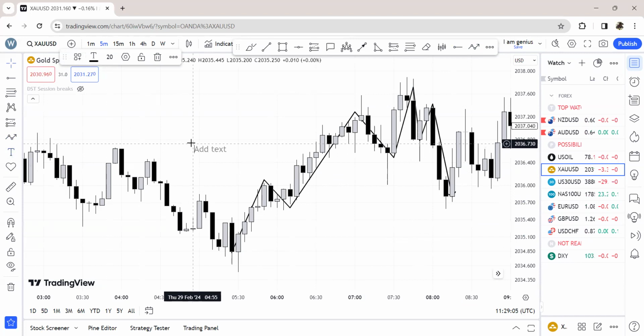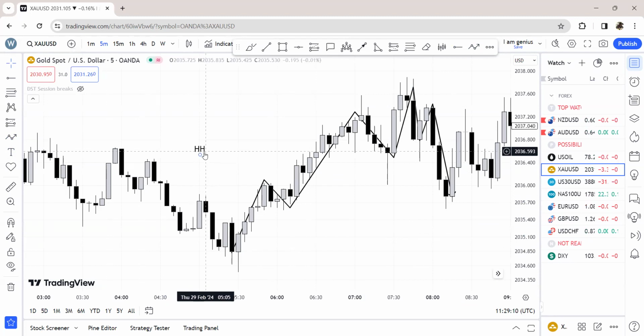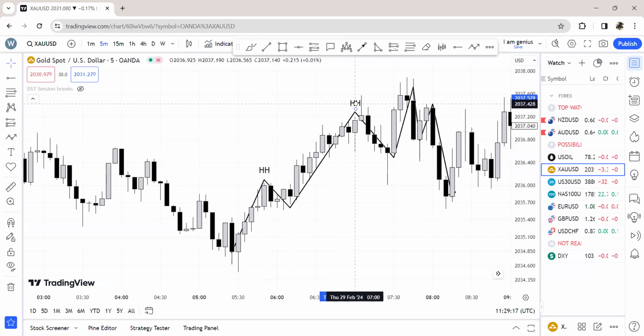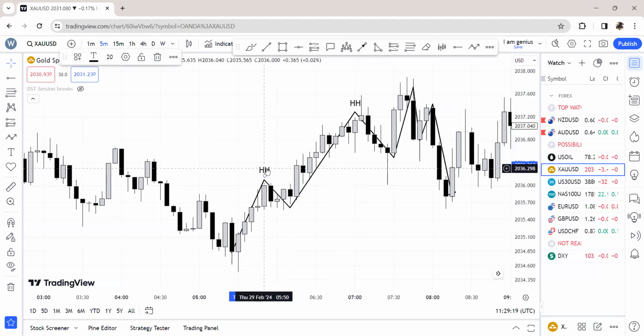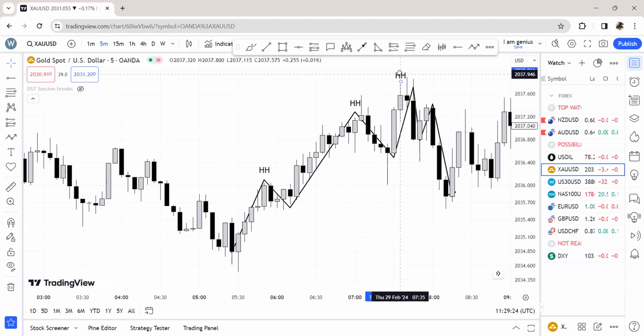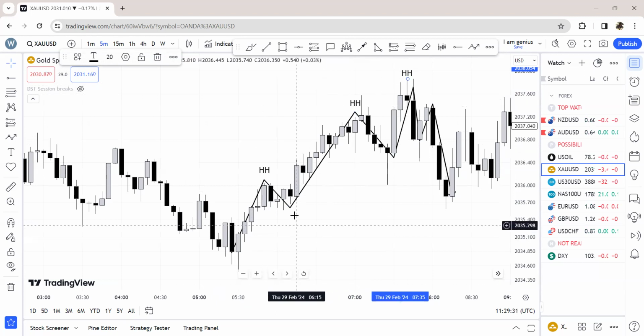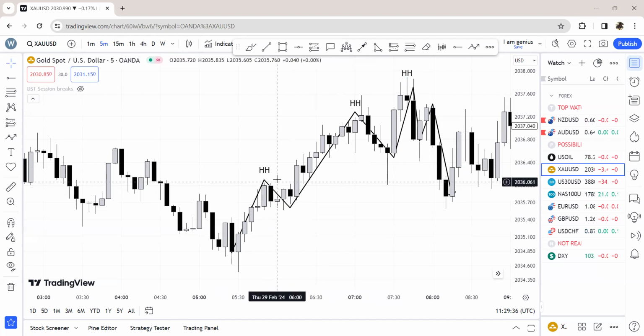So now, if you go back to what we had done earlier, we said in order for a market to have an uptrend, it has to be making higher highs and higher lows. So you can see here, it was making these higher highs. So in short, here we were in an uptrend. But then what happened? We see the market. Let me just do this.